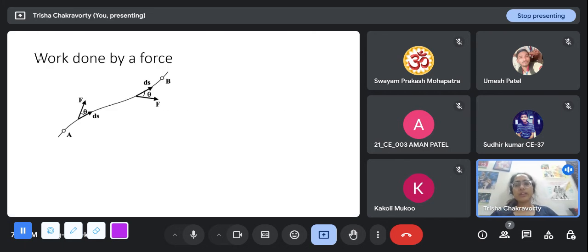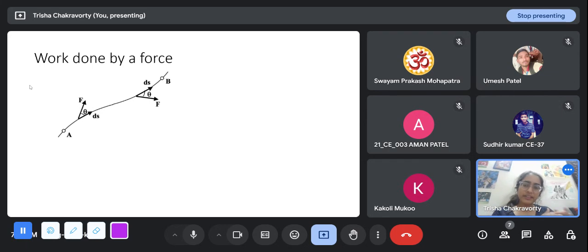Yeah. So now this is a quick recap of what you must already have studied in class 8 or class 11 for sure. The work done by a force. How is work defined? In simple terms, work is force into displacement, as we think of it.